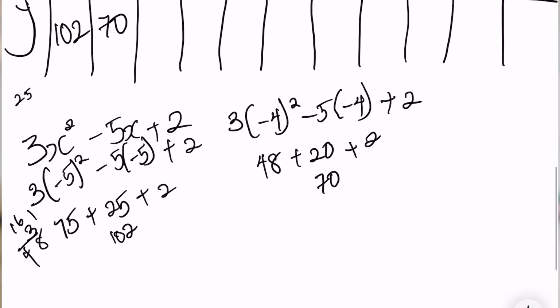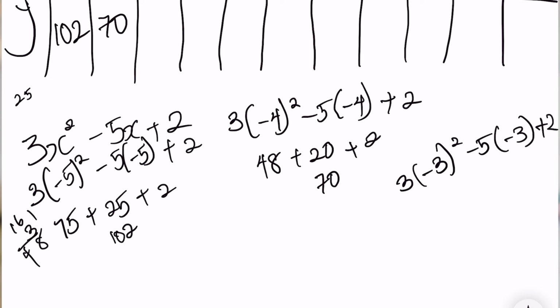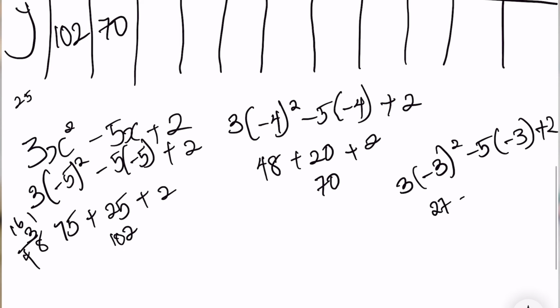Now for minus 3, we have 3 into minus 3 squared minus 5 into minus 3 plus 2. This is 9. 9 times 3 is 27, plus 15 plus 2. This is 42. We have 44 here.